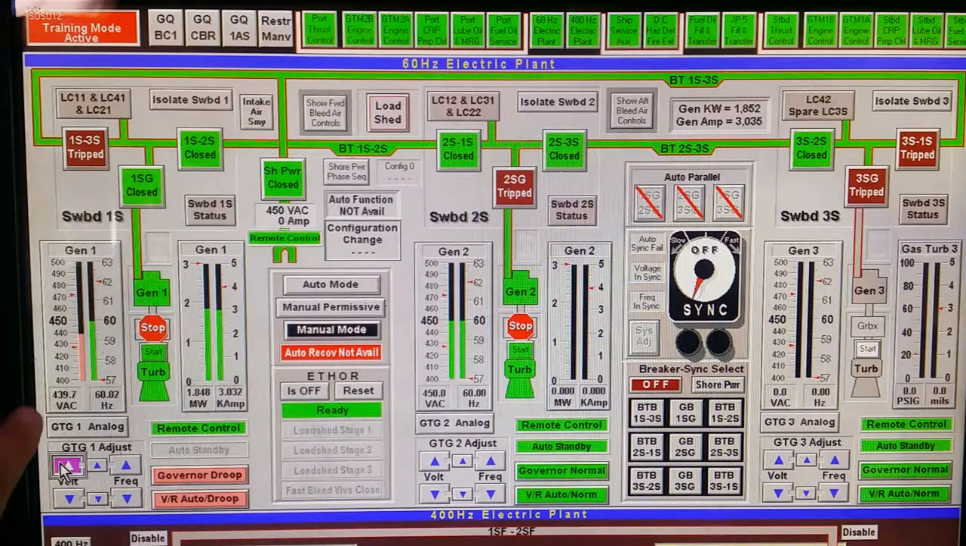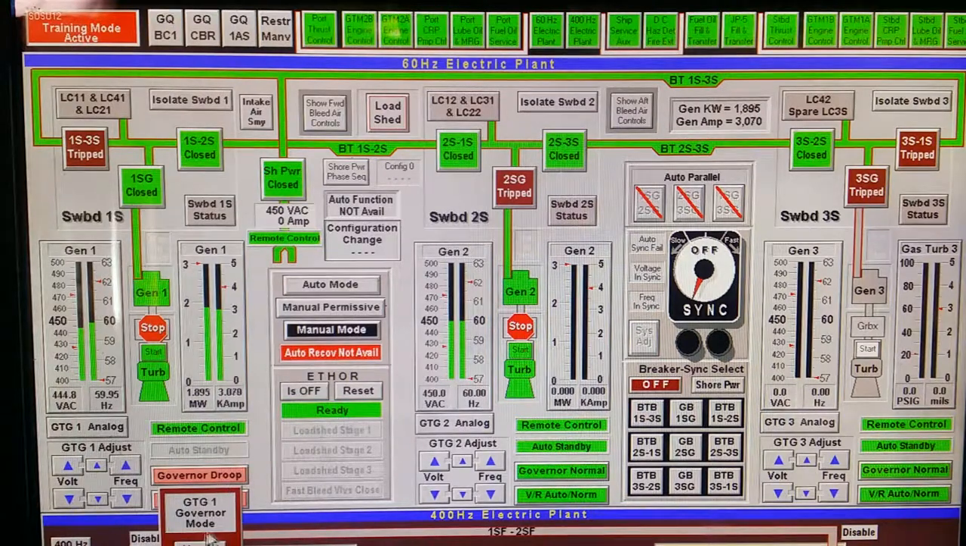So now I've just got to raise my voltage, and then after that, I will go into normal. And there, I'm just going to go into normal. It's not letting me.